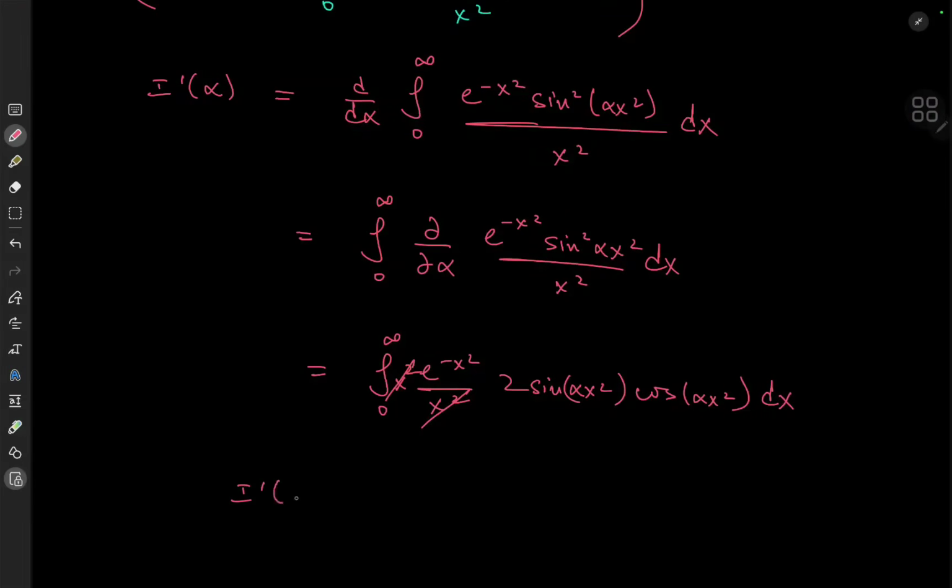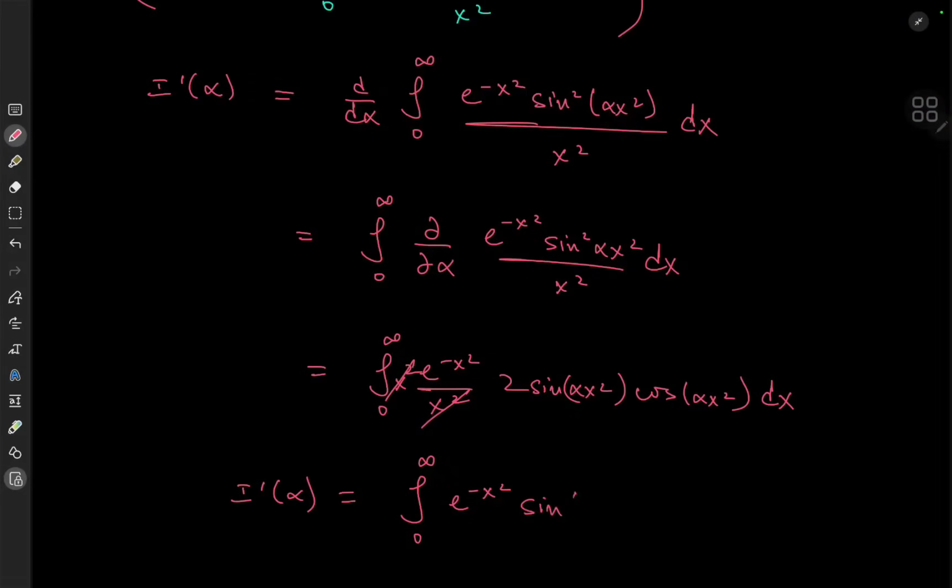So we have I prime of alpha equal to the integral from 0 to infinity of e to the minus x squared times, this function over here is actually the double angle formula for the sine function.